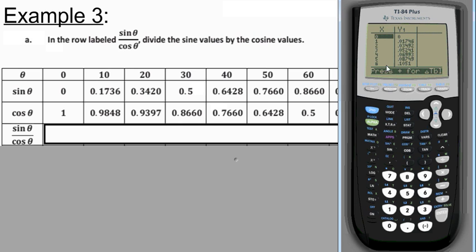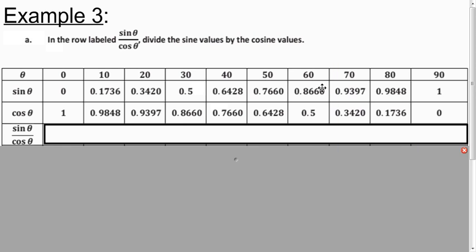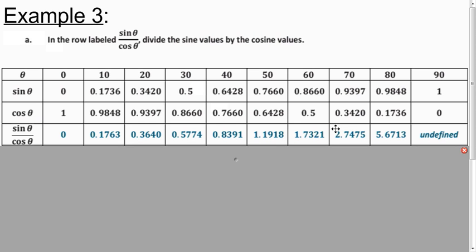I want to start at 0 and go by tens, so I'm going to change my table. To do that, press second and window. This one says we want to start the table at 0, but we want our delta, our change, to be 10. We want to go by tens. So second graph. And here are the values that we're going to fill in that third row. And for 90, notice we get an error. Why do we get an error there? Well, we're dividing 1 by 0, so that's undefined.